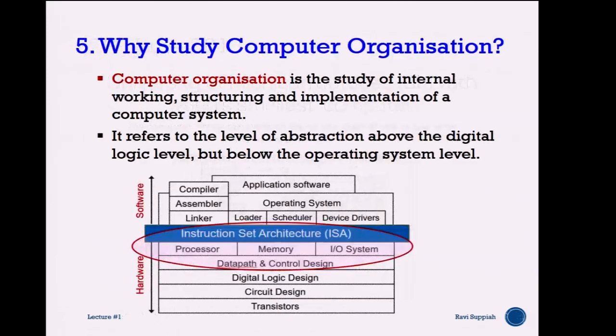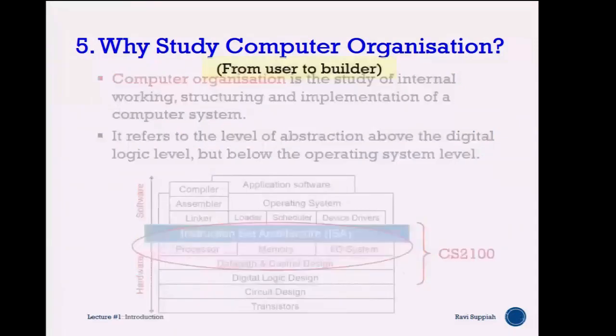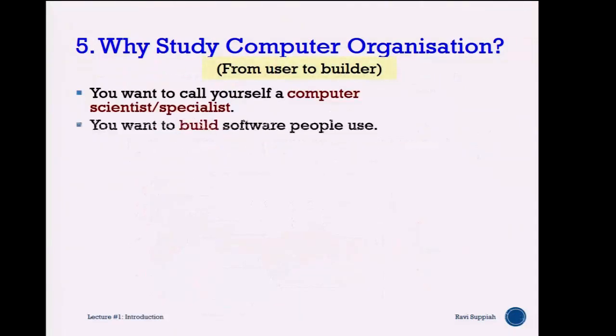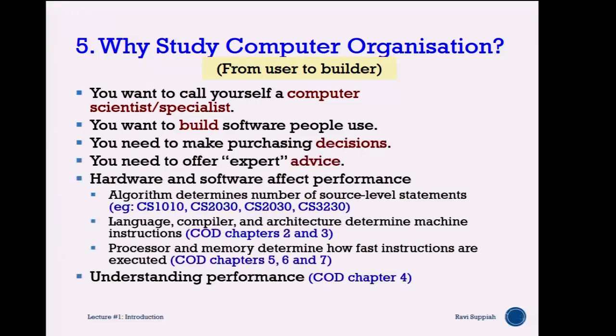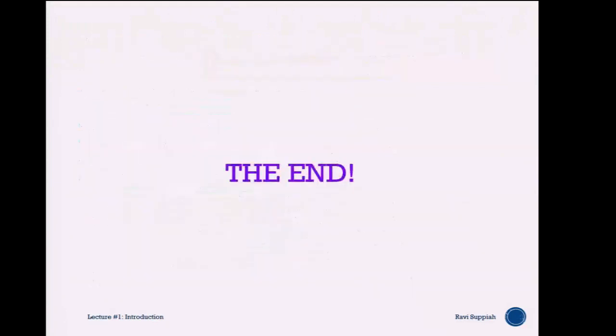So again, computer organization, why we are studying it, I think you've done enough of that. What we are going to be studying is how hardware and software interact together, and what kind of impact software will have on hardware and vice versa, how hardware will impact software. That is the gist of the whole module.